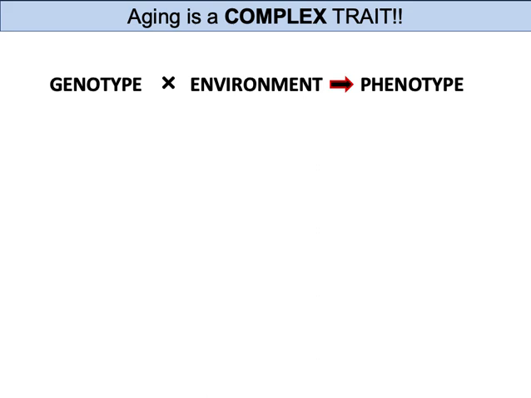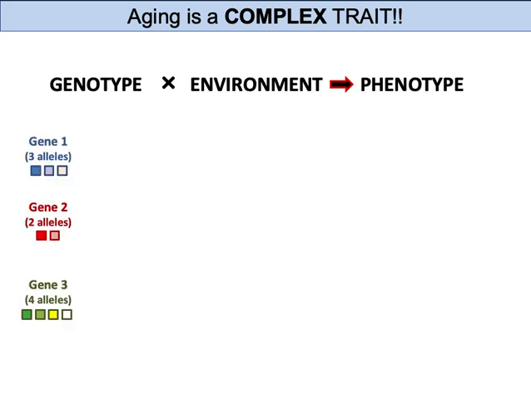So remember that genotype refers to the underlying genetics, right? The genes that code for a particular phenotype. And the environment refers to any sort of condition that influences the expression of those genetics. And so here is this familiar case that we've shown before, where we have 3 different genes. And each of these genes has a different number of alleles. Remember that alleles are just variants of a gene. And so gene 1 has 3 alleles, gene 2 has 2 alleles, and gene 3 has 4 alleles.